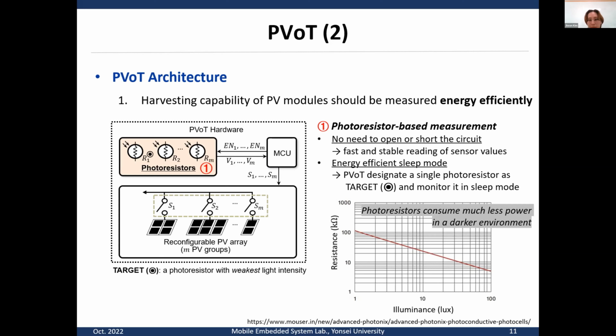By exploiting this property, PVoT designates the photoresistor with the darkest light as a target. And then the MCU goes into sleep mode with the target enabled. This process can make the MCU standby for detecting light changes while consuming very little power.